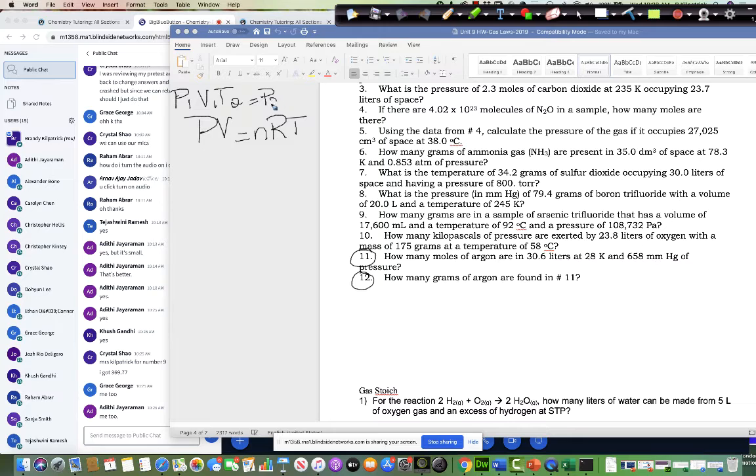So you would use this one right here. That's if something is changing. If nothing is changing, you're just using the ideal gas law. You just want to find one of the variables, so you're going to use this equation to do so.